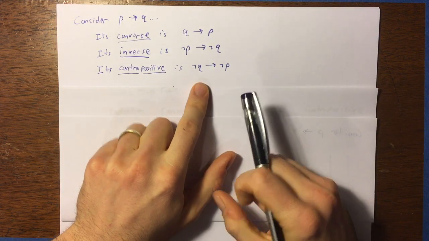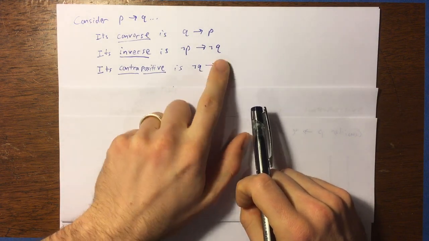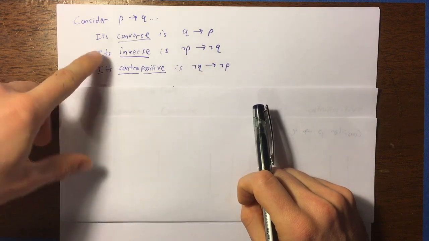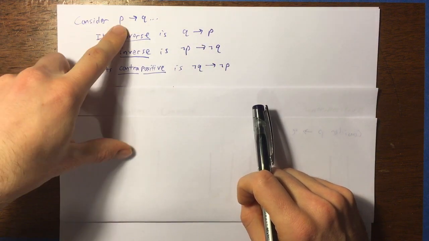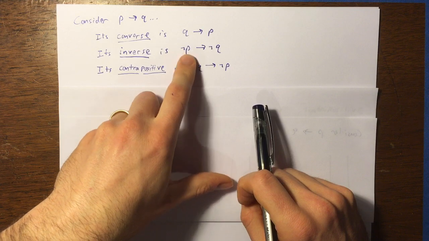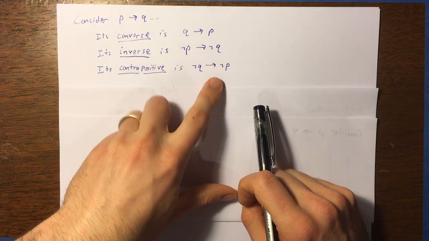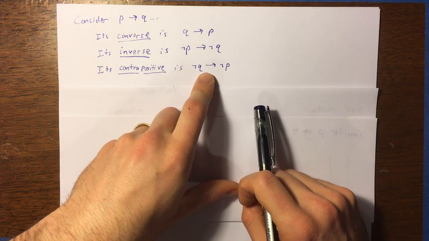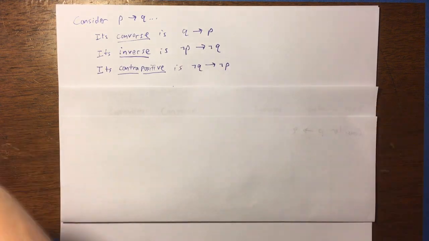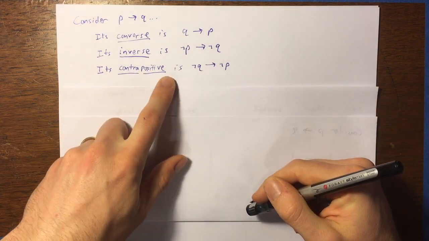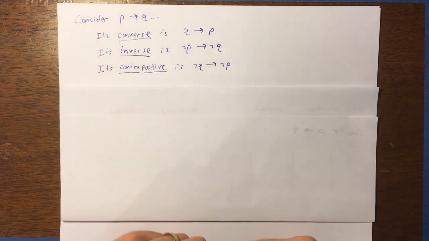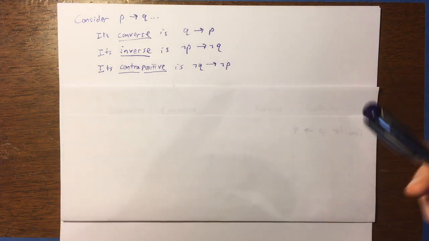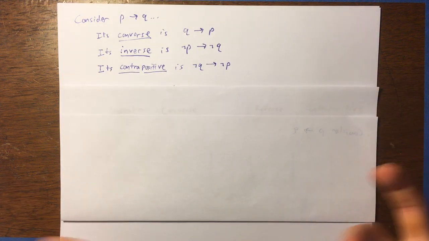So essentially, it's like the converse of the inverse, right? You take the inverse of the original implication to get not P implies not Q, and then you flip that arrow to go the other direction, not Q implies not P. That's a converse of the inverse, is called the contrapositive of the original implication. So these are basically different ways of rearranging that implication.